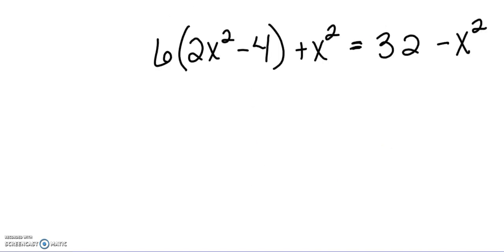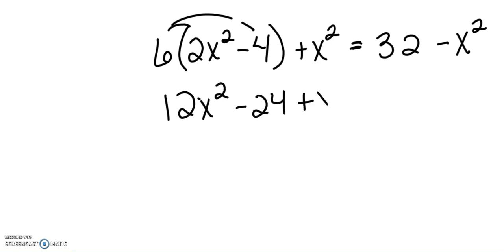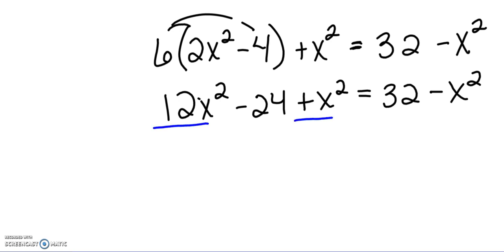Okay, let's try one last one. This one's got all kinds of x squareds in it, so let's start with our distributive property. So I get 12x squared minus 24. And then I'm just going to copy the rest. I'm going to combine like terms. So 12x squared plus 1x squared is 13x squared.